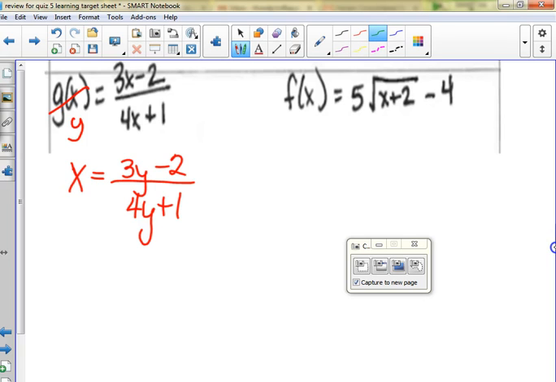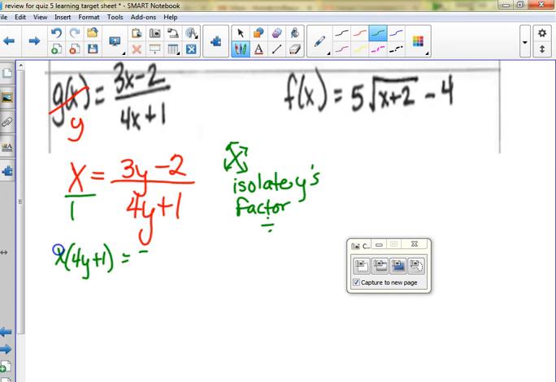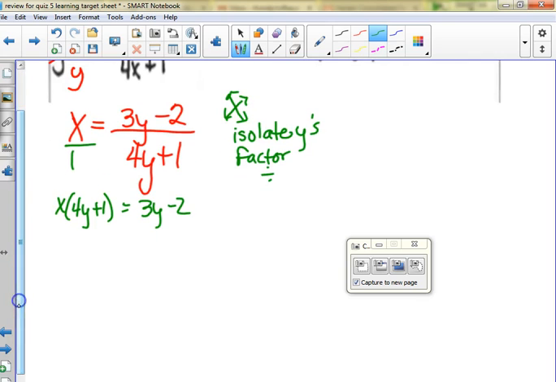Actually, you did some of these in Algebra 2, but do you remember the process? Cross multiply, then what? Isolate all the y's, and then factor and divide. Does that sound familiar now? Okay, cross multiply, and this will say what? Do you want me to write out all the steps? X times 4y plus 1 equals 3y minus 2. Distribute, and you get 4xy plus x equals 3y minus 2.